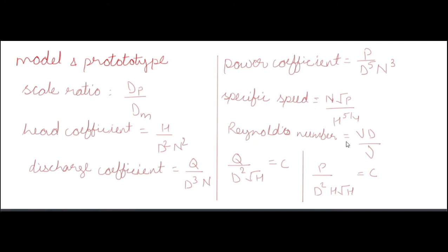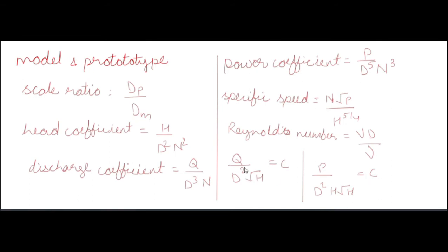Then we have the Reynolds number, V D by mu. V is the velocity of flow, D is the diameter of the pipe in case of circular pipes. If it is a non-circular pipe, it will be the characteristic length, Lc equal to 4A by P. And mu here is the kinematic viscosity, in meter square per second, in the denominator of the Reynolds number.